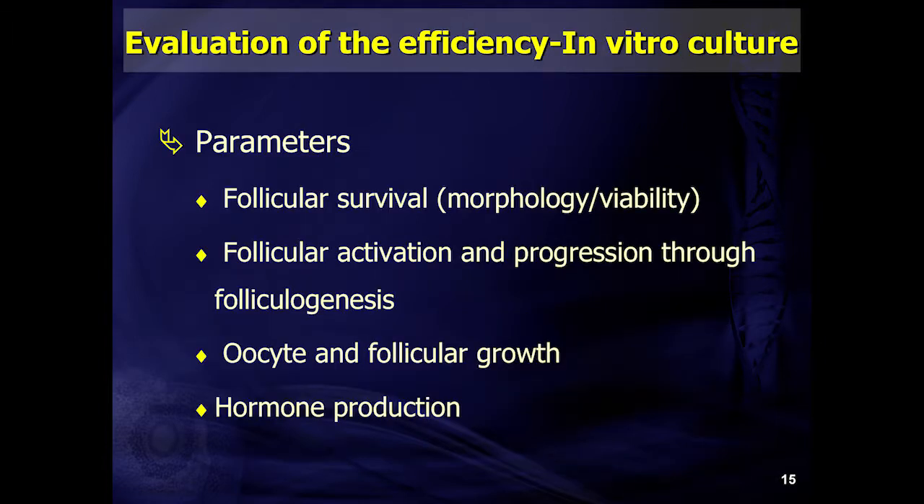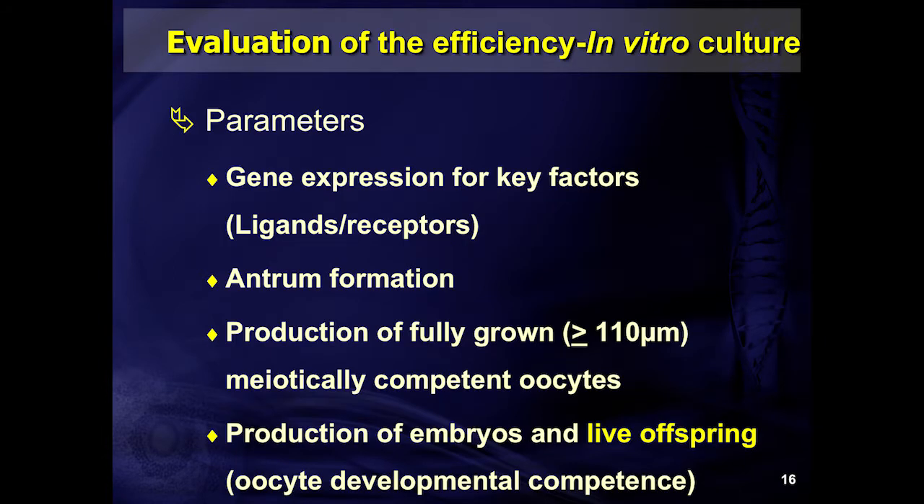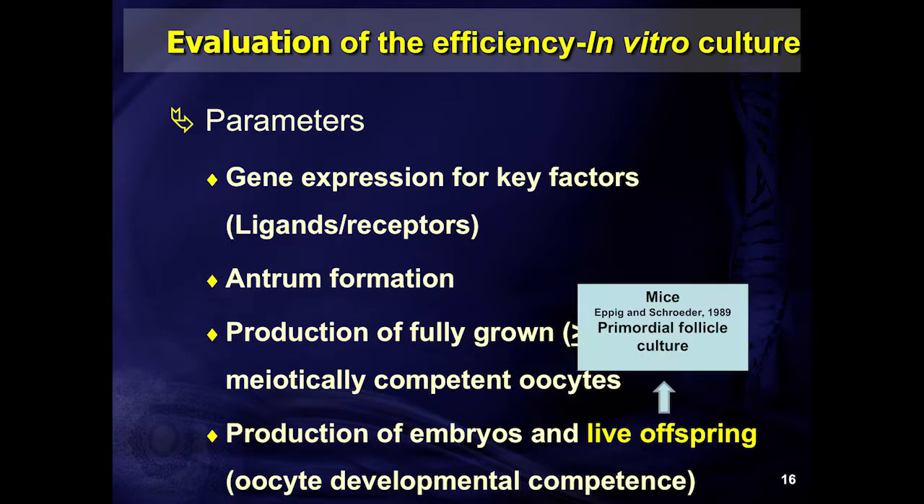The efficiency of in vitro follicle culture can be evaluated using the following parameters: follicular survival, follicular activation and progression through folliculogenesis, oocyte and follicular growth, hormone production, gene expression for key factors, ligands and receptors, antrum formation, production of full-grown meiotically competent oocytes, and we can also evaluate oocyte developmental competence through the production of embryos and live offspring. It's important to emphasize that the production of live offspring from primordial follicles cultured in vitro has only been achieved in mice, and it was first reported in 1989.